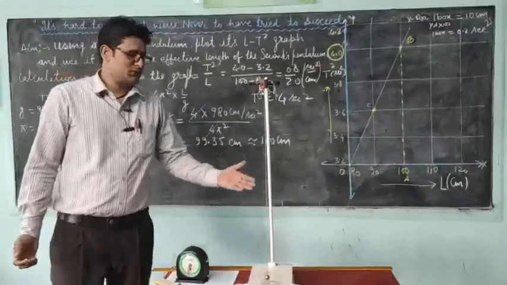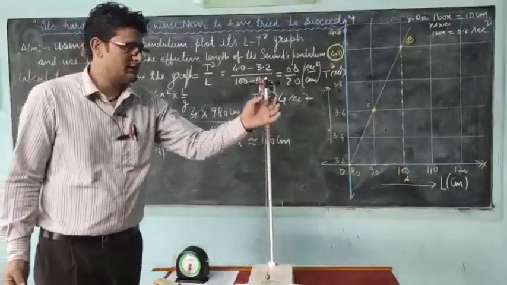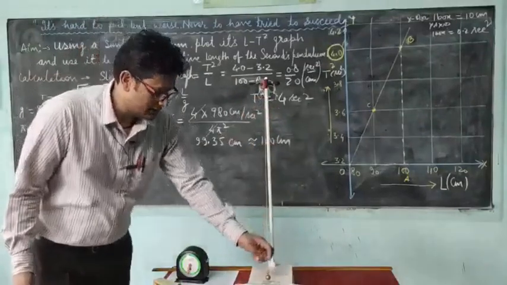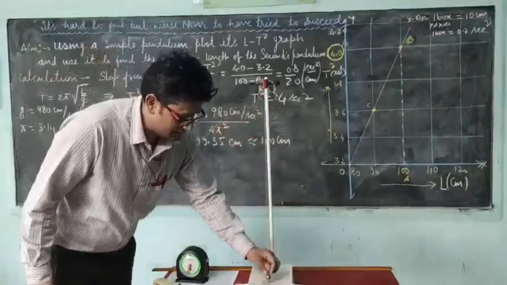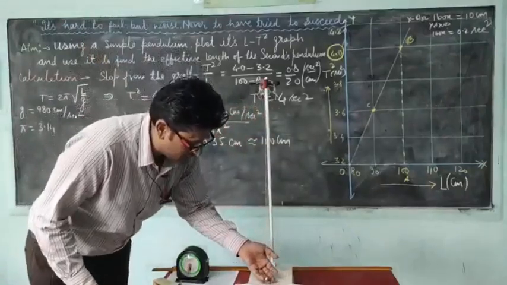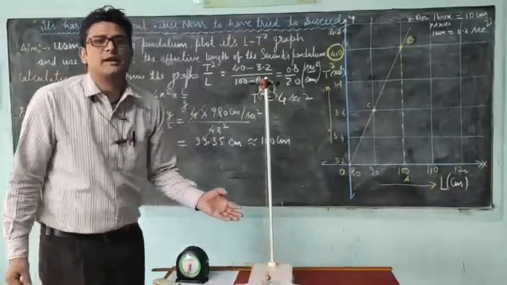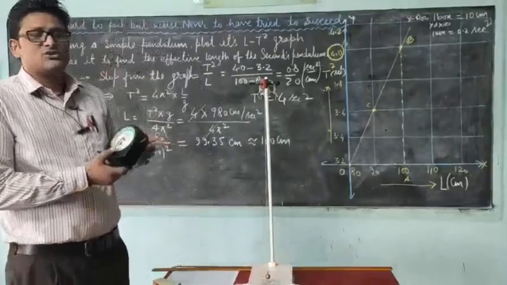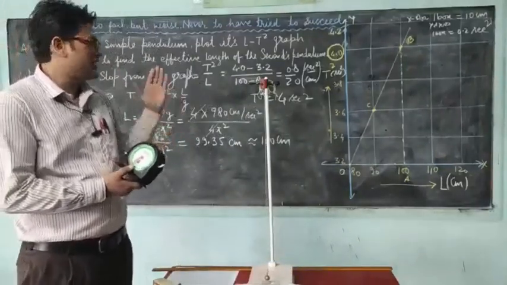The precautions for this practical: the thread should be thin and it should not be extensible. All the arrangements should be tight. The length from the spherical bob to the clamp should not be more than 5 to 7 centimeter. And there should not be any zero errors. If there is any zero error, then we can add it over here.